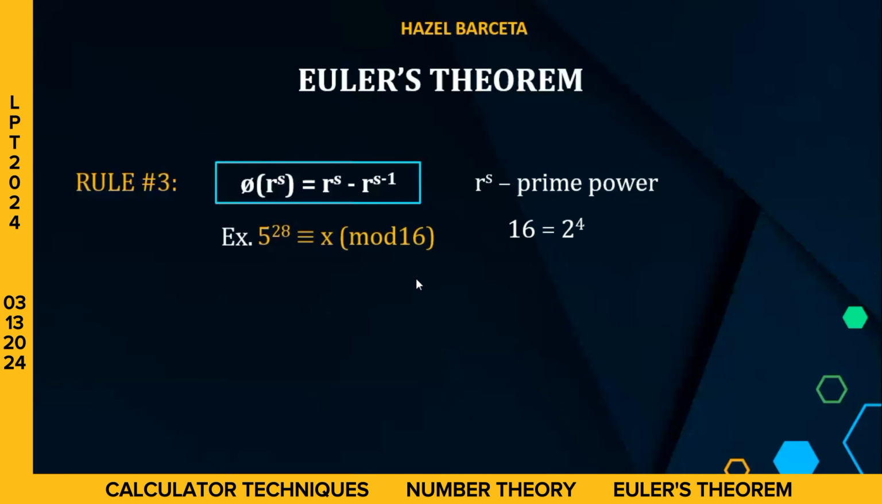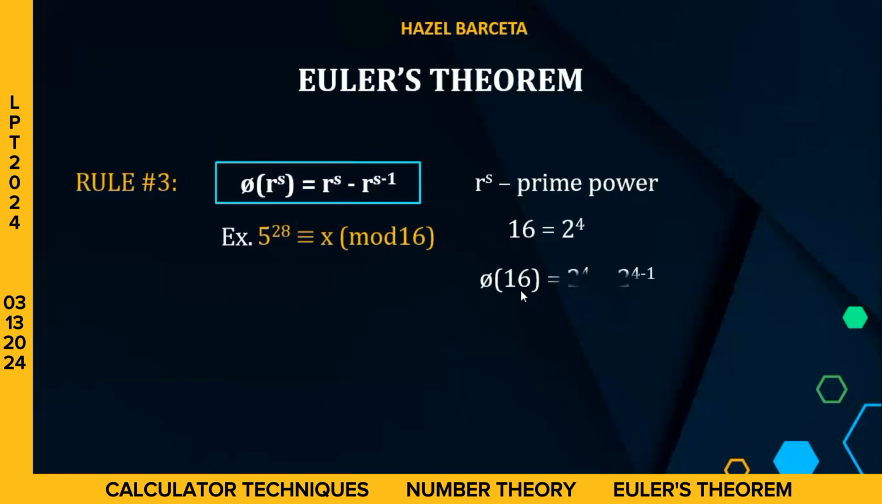Prime power. N, which is equal to 16, is a composite number, right? Then, i-break down po natin sa prime factors. And we have 2 raised to 4 na pwede na po nating i-apply dito dahil prime power, ibig sabihin, power ng prime number. And 2 is a prime number, right? So, pwede na po tayo dito. Remember that R raised to S is a factor of N. Kindly take note.